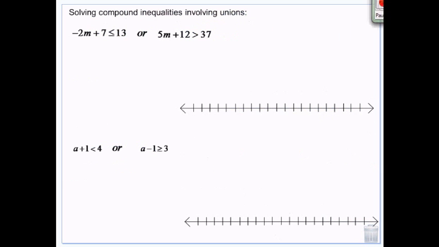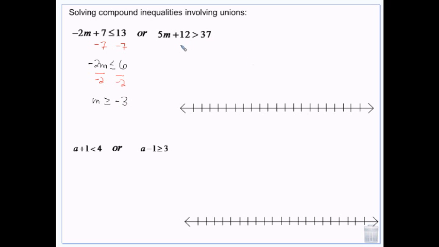Okay. What we do is we solve them separately. Now there's the way the "and" was where you had them put together into a single inequality. That doesn't happen in a union. It's always going to be two separate ones with the word "or" in between them. So I have minus 7, minus 7. So negative 2m is less than or equal to 6. Divide by negative 2. And I get m is greater than or equal to negative 3.